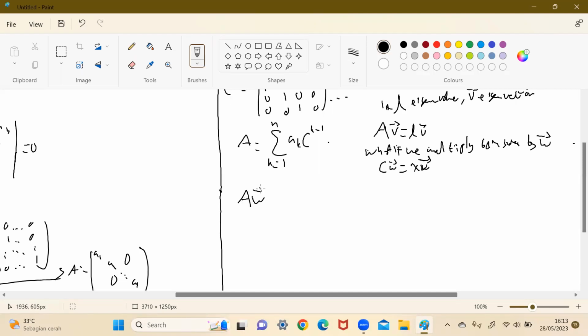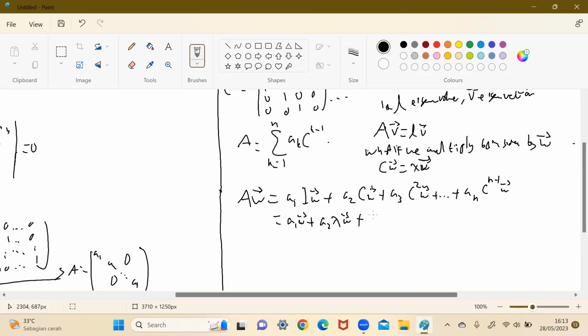So here we go. AW equals, you can expand this summation to make it even clearer, A1 times I times W. Oh wait, hold on, this is not Ak, this is A1, A2 CW plus A3 C squared W, all the way to AN C to the power of N minus 1 W. Now, we have to evaluate each of the terms one by one. So it's A1 W plus A2 lambda W plus A3.